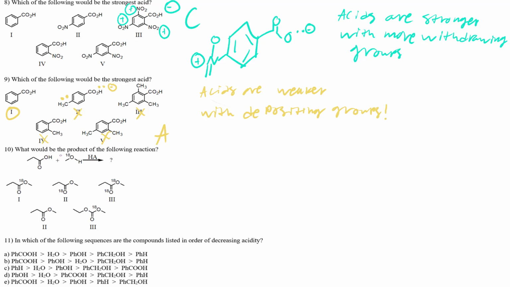Number 10. What would be the product of the following reaction? All right, so we have this structure right here. And we're adding this guy. And I'm going to highlight this oxygen by saying it's an 18, okay? So this is a hydrogen. Now, first of all, notice that this carbonyl right here can actually break towards the oxygen, making it negative. And whenever that oxygen is negative, this hydrogen can leave and be picked up by that oxygen.